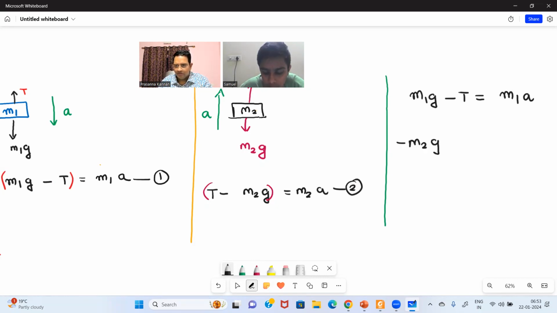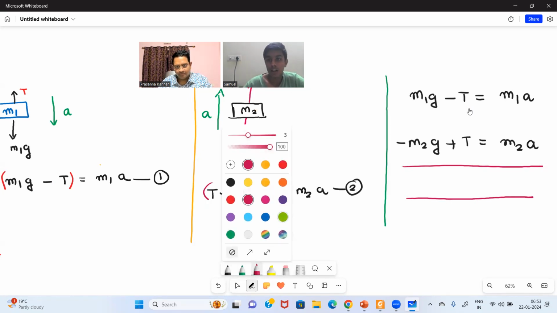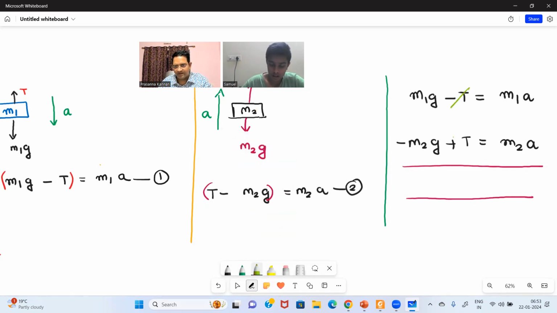T minus M2G is equal to M2A. Now what do I do to these two equations? Add them. So when I add them, what gets cancelled? T and T. So what would I get on the left hand side? M1G minus M2G. Look at it carefully. On the right, what is it? M1A plus M2A.